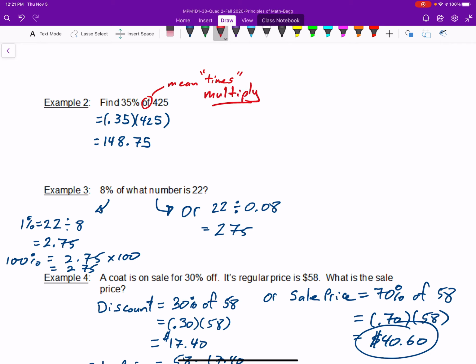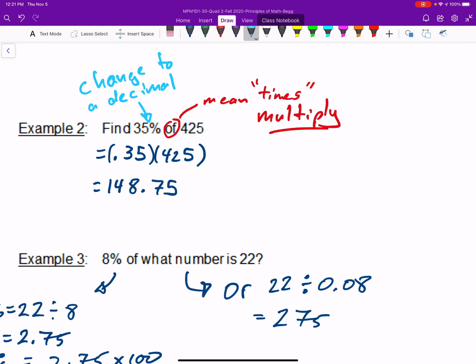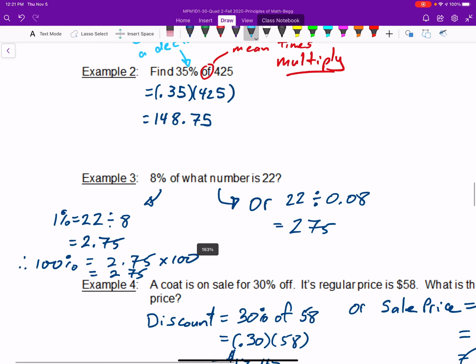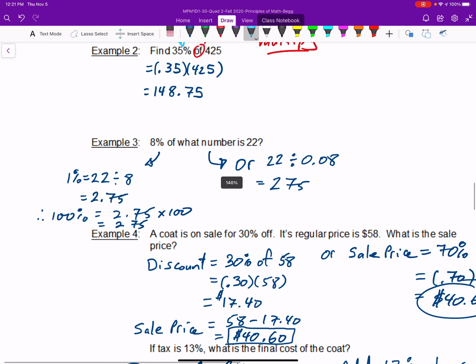Okay? And whenever we're working with a percent, we have to change it to a decimal before we multiply. So I change 35% to 0.35. I change "of" to times. Brackets there just indicate that we're multiplying, and I do 0.35 times 425. In the calculator, which I've already done, so you just have to trust me that it worked out, 0.35 times 425 is 148.75. Easy peasy, hopefully.